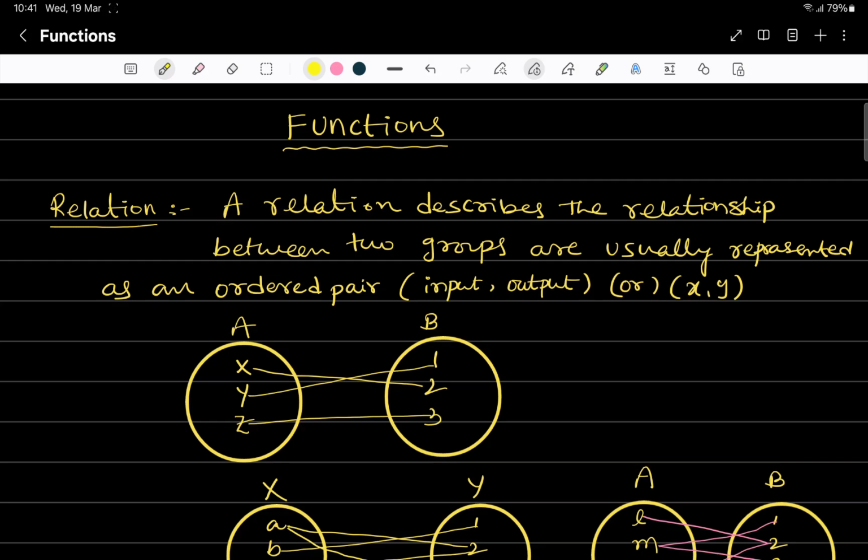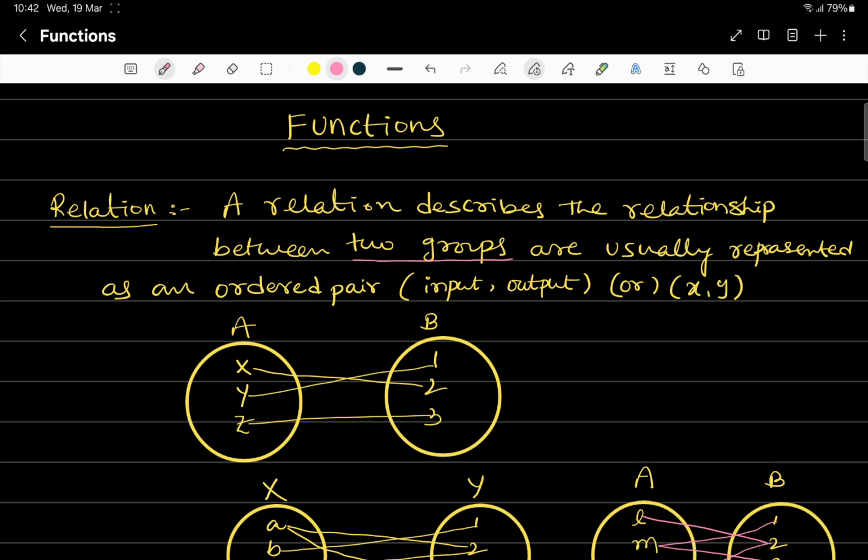A relation describes the relationship between two groups. For example, there is a relation between parents and children. Parents are one group, children are one group. Two groups always have a relation, like teachers one group, students one group. So the relation between these two groups we can define.